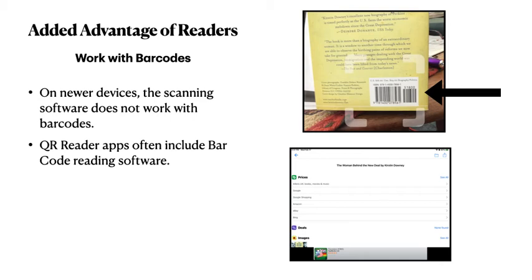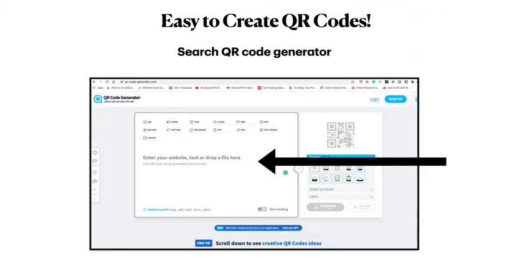Now, what if you want to create a QR code? And you might be saying, well, why would I do that? Well, some people have their own businesses and they might find QR codes to be useful. So let me show you how to do that. You simply have to go to the internet, to Google, and search the words QR code generator. And you will see a variety of options pop up, and most of them are free.